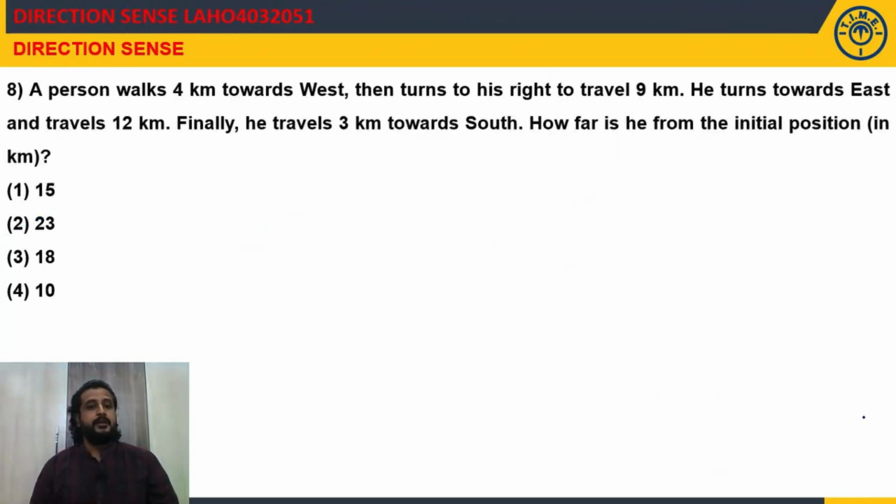Question number 8. A person walks 4 kilometers towards west. Let's say it is a starting point. 4 kilometers west. And then turns to right and travels 9 kilometers. While moving west, right hand side will be north.